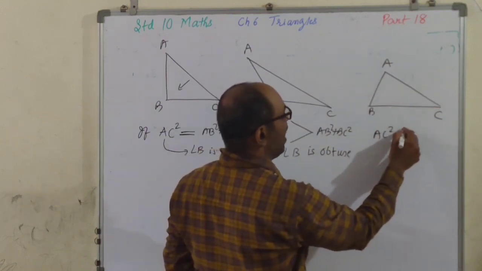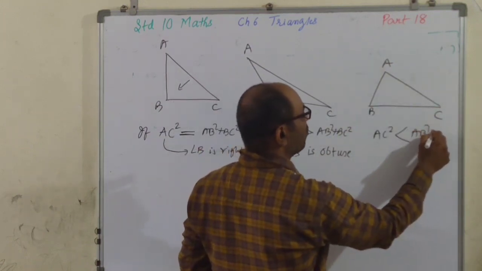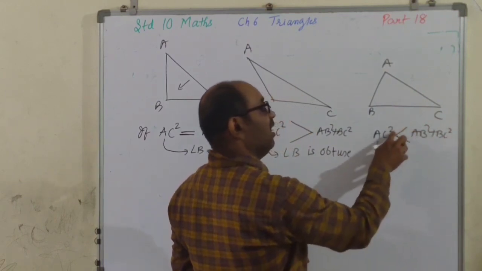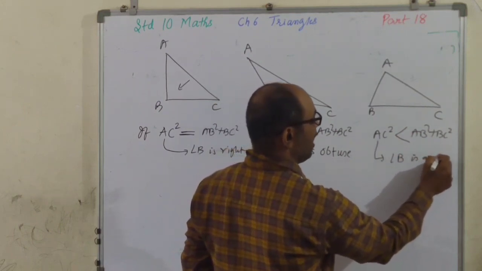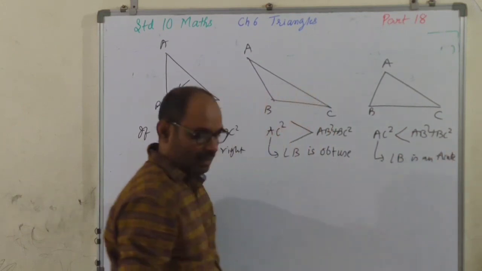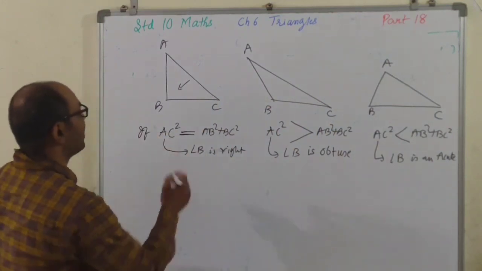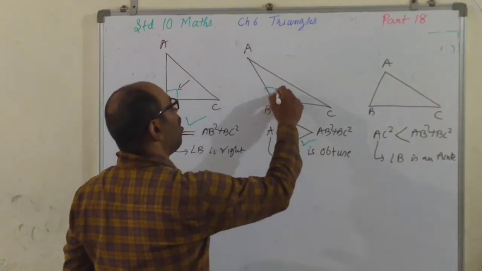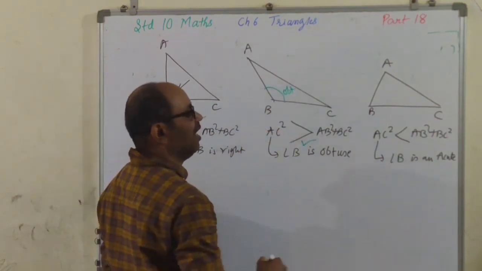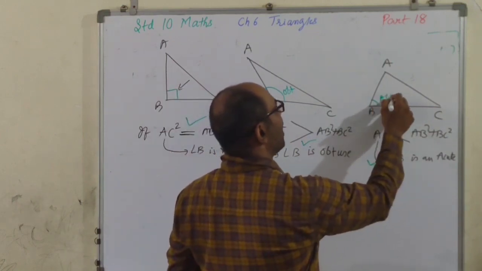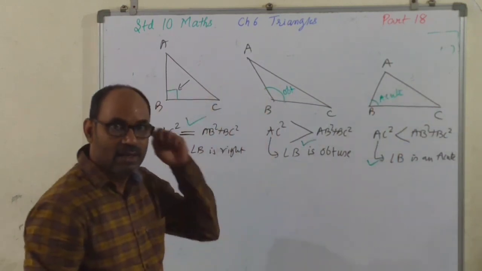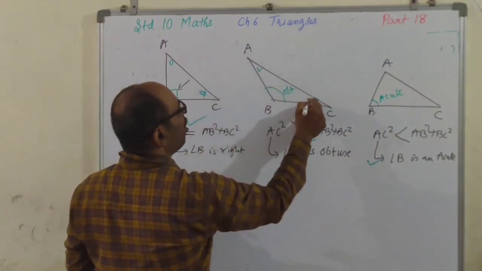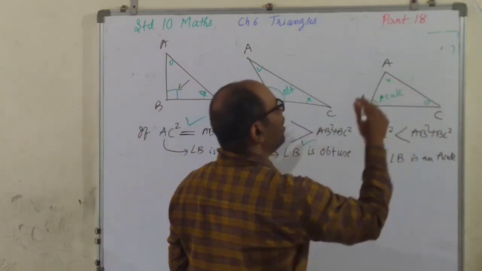Here, AC square is less than AB square plus BC square. Then angle B opposite to it is less than 90, so it is an acute angle. This is applicable for right angle triangle only. This is applicable for obtuse angled triangle. And this is applicable for acute angled triangle. Here the remaining two angles are acute anyway. They are acute angles.